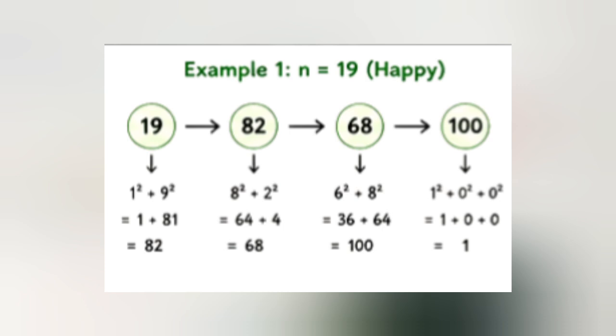This progression maps the first state, the successful path. If we start with 19, the math engine outputs 82, then 68, then 100, and finally lands perfectly on 1. Since we hit 1, 19 is a happy number.